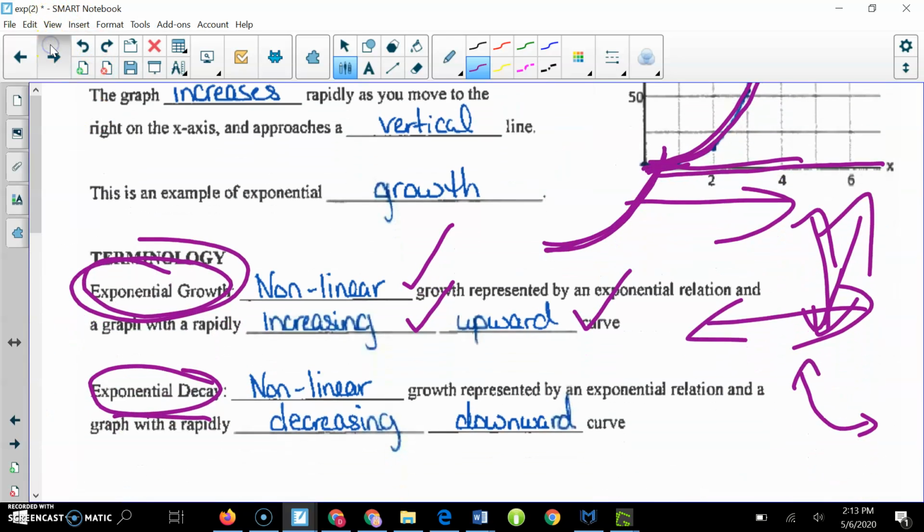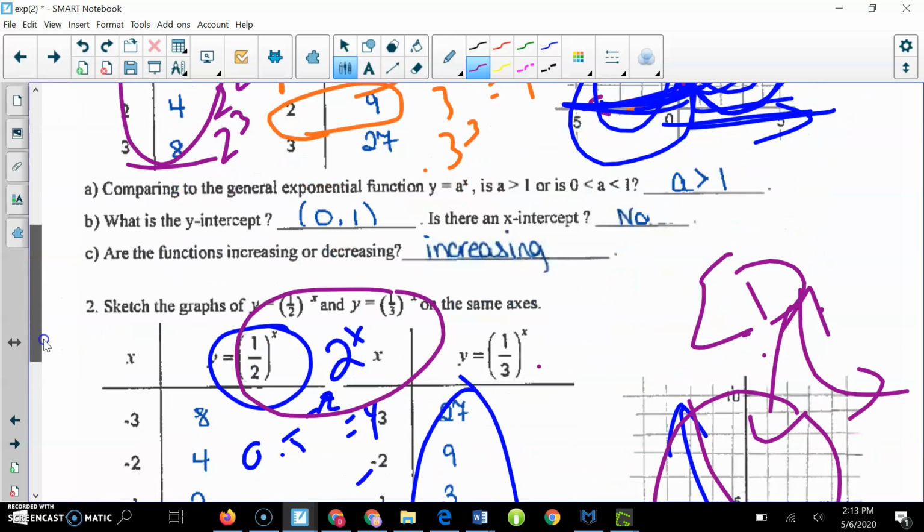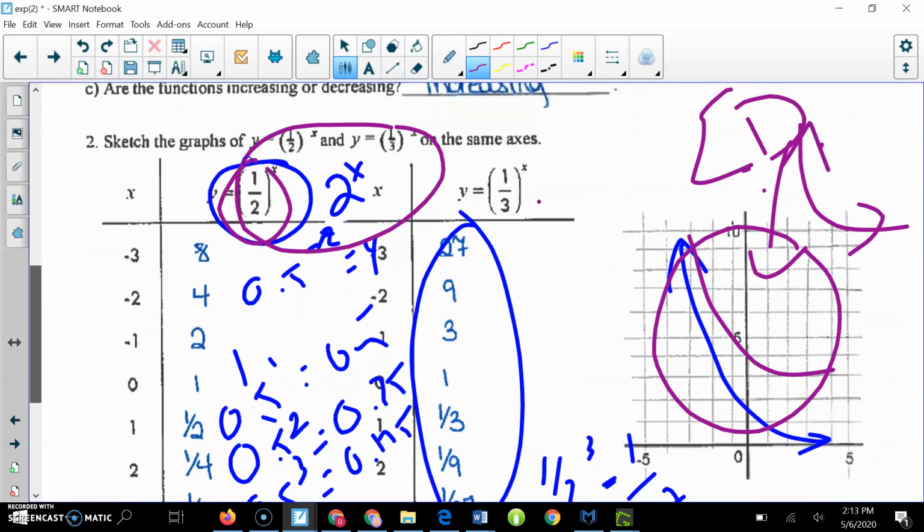Do we have an x in the exponent? Yep, exponential. Which guy is steeper, 2 to the x or 3 to the x? Well, 2 to the x is not as steep as 3 to the x. This is a bigger number, so this guy here, the orange guy, is going to be steeper. These are exponential growth because they're growing, they're getting bigger. These ones here are decay because this number is less than 1.